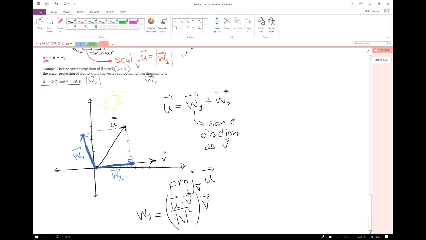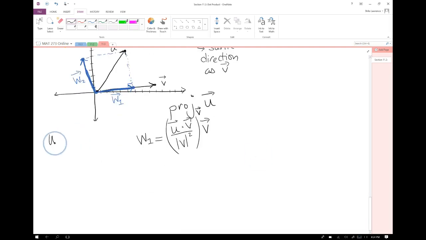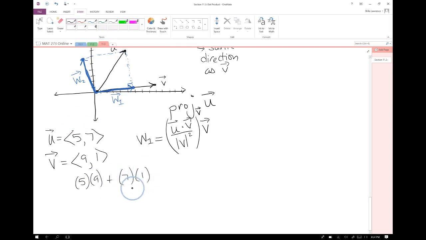So u is 5, 7, v is 9, 1. So we want u dot v. Remember, that's just where we multiply corresponding components. So 5 times 9 plus 7 times 1.